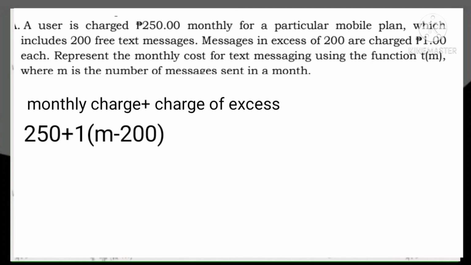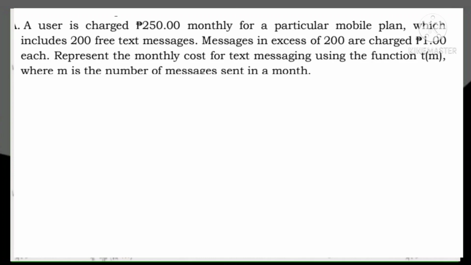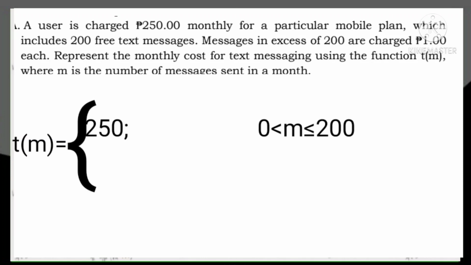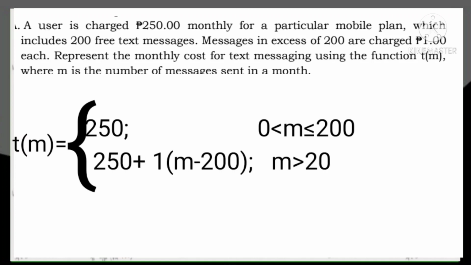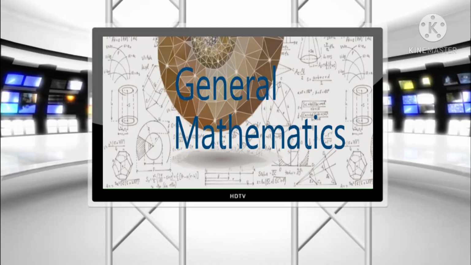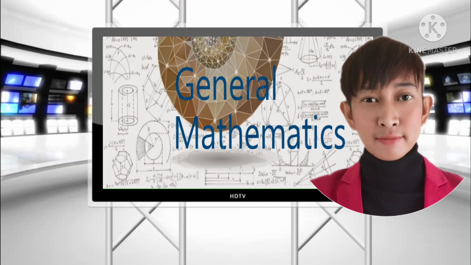So, to find our piecewise function, just simply combine the two given functions. So, our formula now will be T of m is equal to 250 if m is less than or equal to 200 but greater than 0, and 250 plus 1 times the quantity m minus 200 if m is greater than 200. For you to better understand piecewise function, read and understand the examples in your module and try answering some exercises.